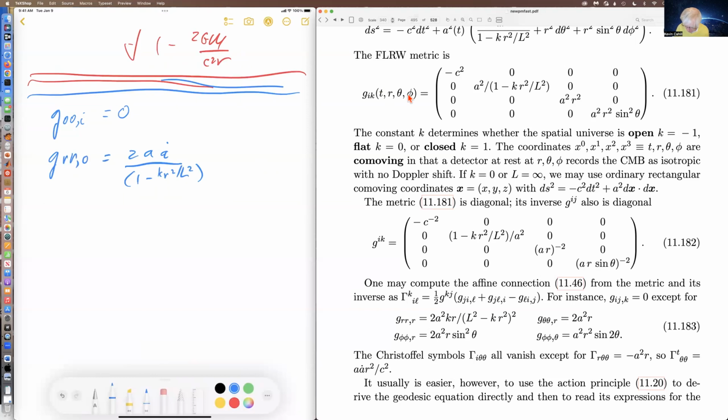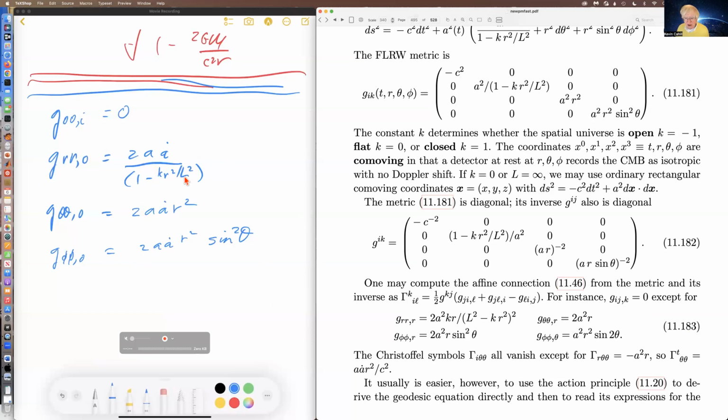And g_theta theta comma 0, well, this is also going to be 2a dot, but now it's going to be r squared, and g_phi phi comma 0 is 2a dot r squared sine squared theta. So they're easy to differentiate because these are very simple functions. And so what I could have said was equals 0 except for the ones I just wrote in blue on the iPad.